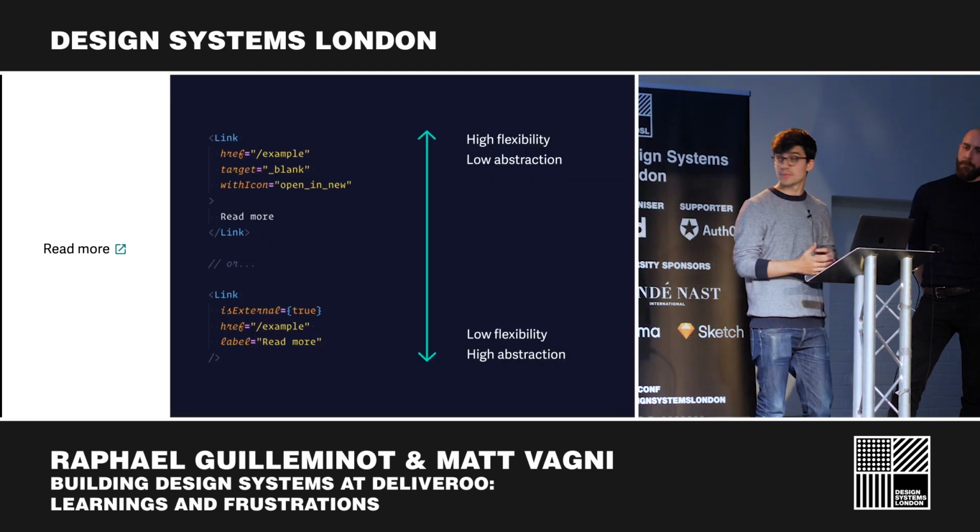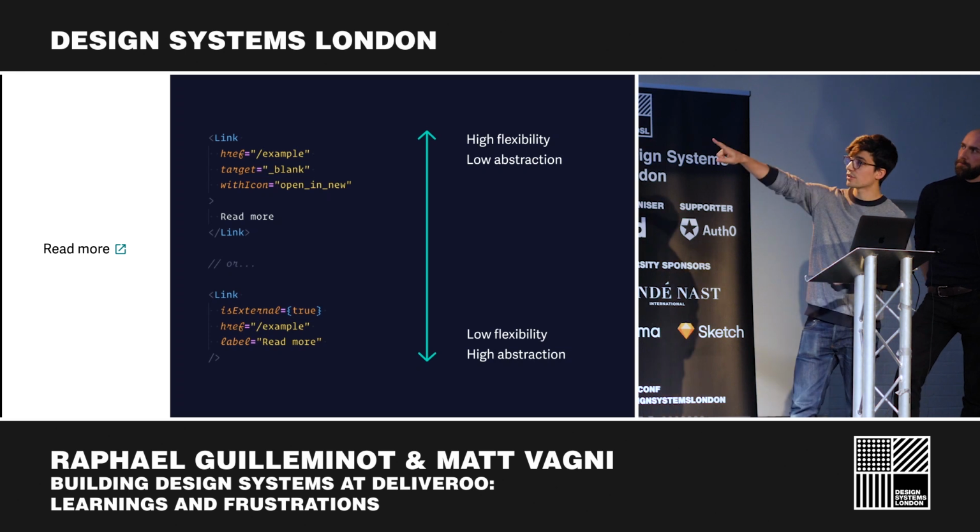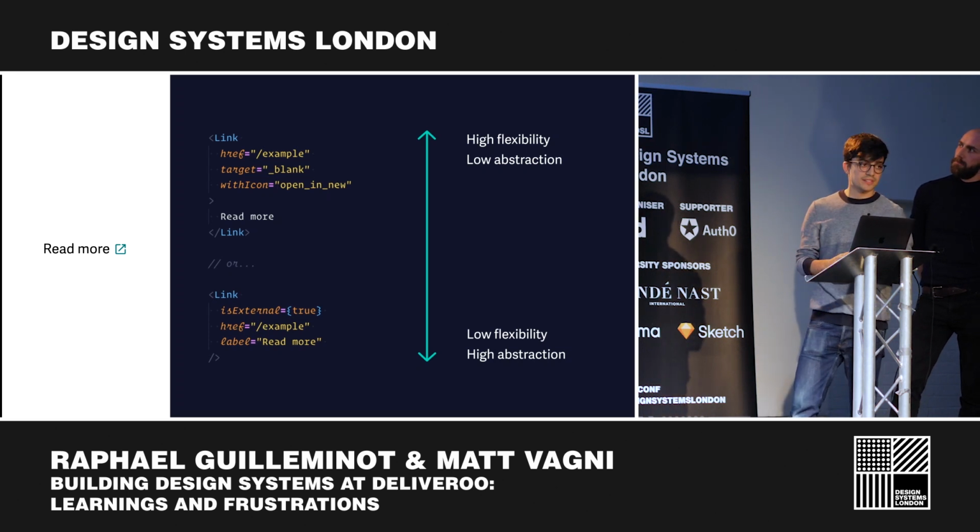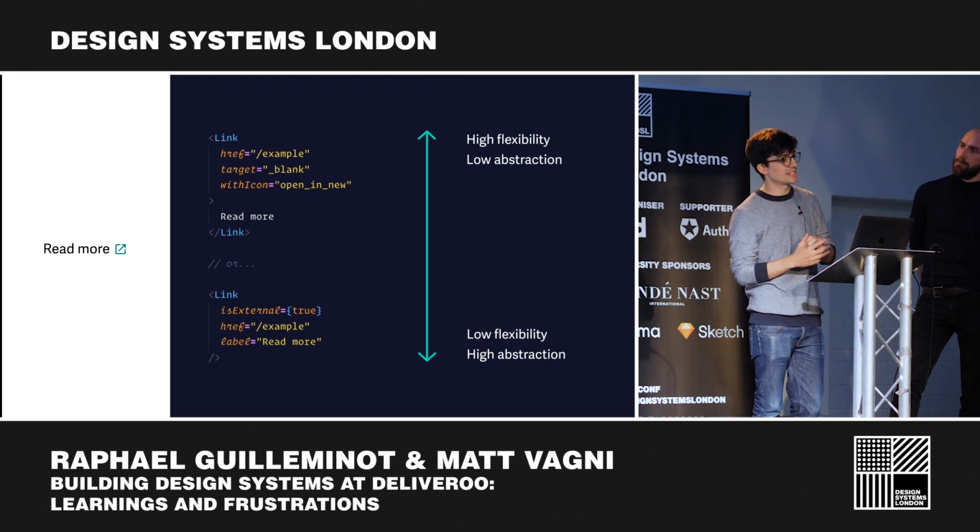So I'll give you an example. If you imagine this component on the left with the read more and the little icon, you could implement that component in React in about 19 different ways, right?